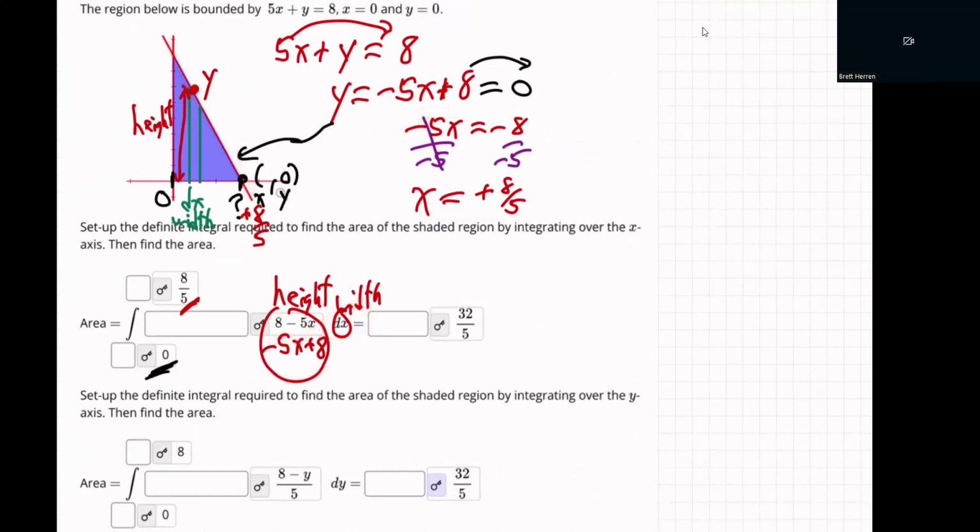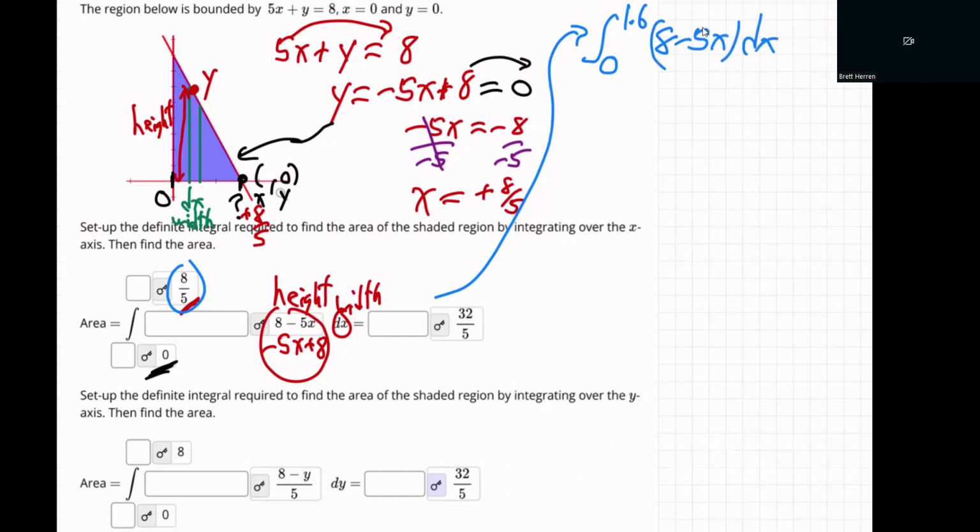And now we have to actually do that integral. So let's actually do that integral. This is kind of a long problem. So bring this one up here. That's going to be the integral from 0 to, I'm going to make this 8/5 into 1.6. Check it on your calculator. 8 minus 5x dx. So this is going to be the antiderivative. This is 8x minus, this is the first power, add 1, that'd be x squared, divide by 2. Evaluate that thing between 0 and 1.6.